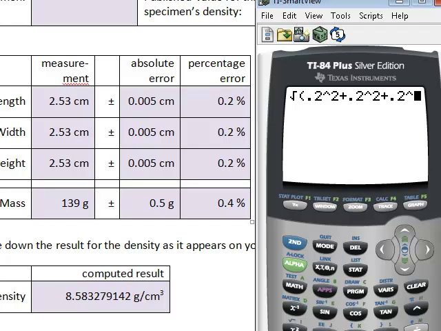I don't think too bad. So those are the 3 percentage errors for the length, width, and height, and then the percentage error for the mass. Either way, either do the square this way or that way, and then take the square root of the sum. And again, what I just did here is in the addendum as well. Hit enter and I come up with a rounded 0.5%.